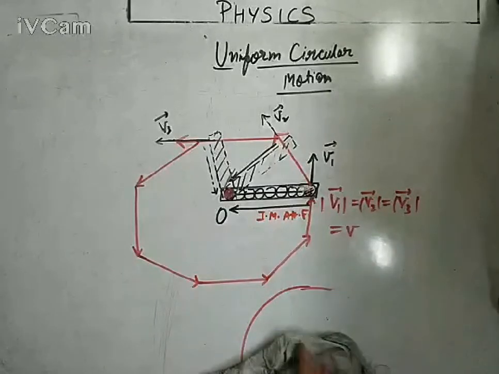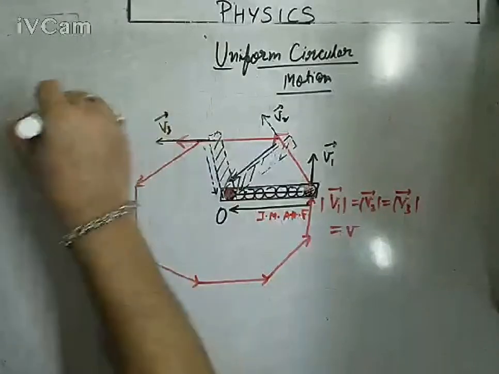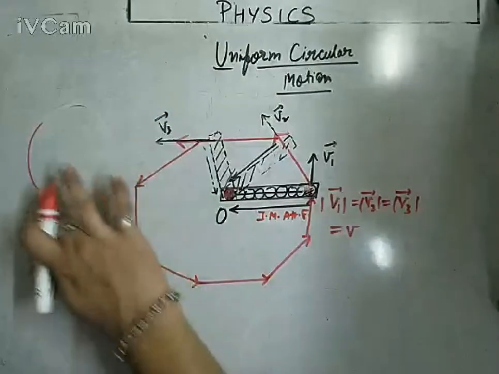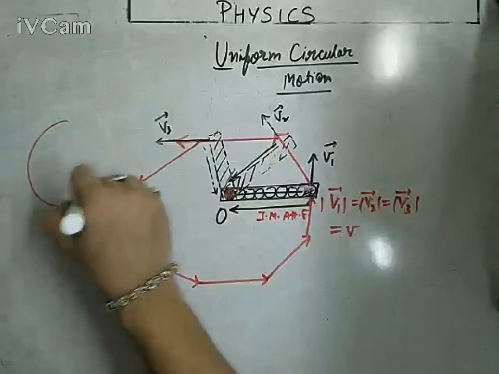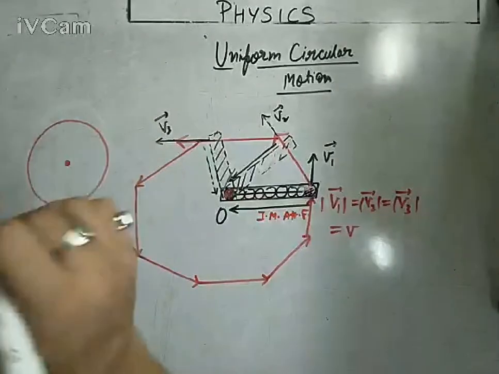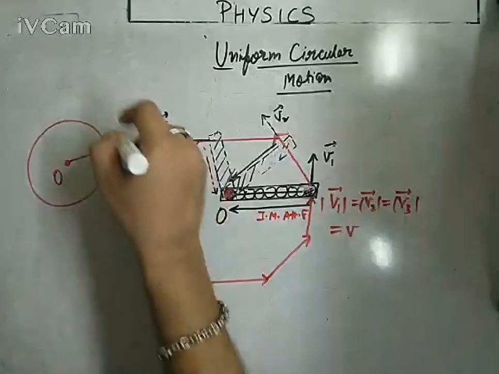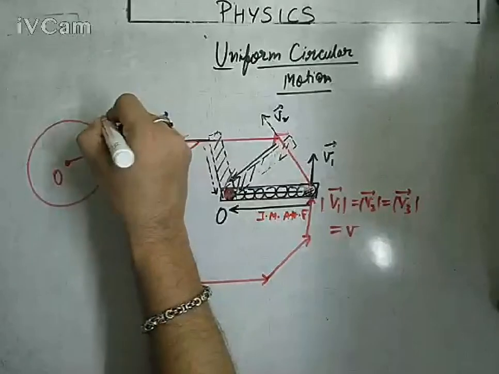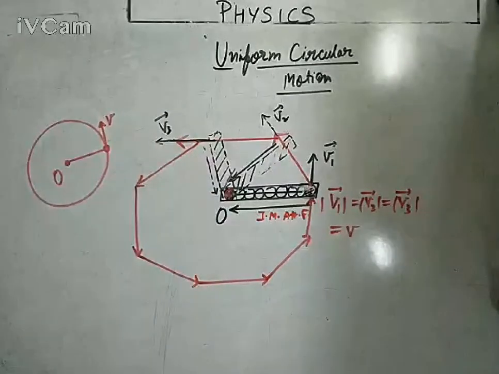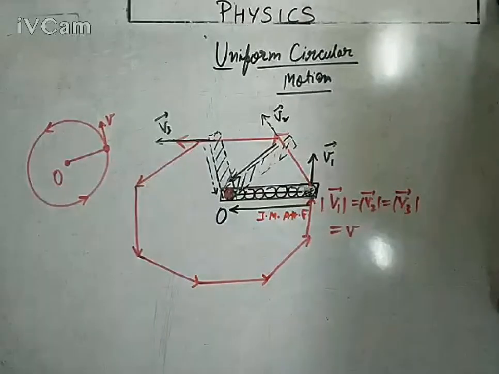If I draw it properly in the visible region, the rod will move on a circular path as represented like this. The center of the circular path is O, this is the rod and the first particle, and its linear velocity component is v by magnitude. So the particle is revolving on a circular path in this way.